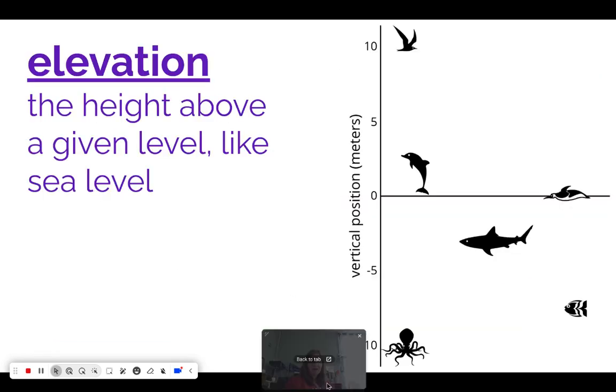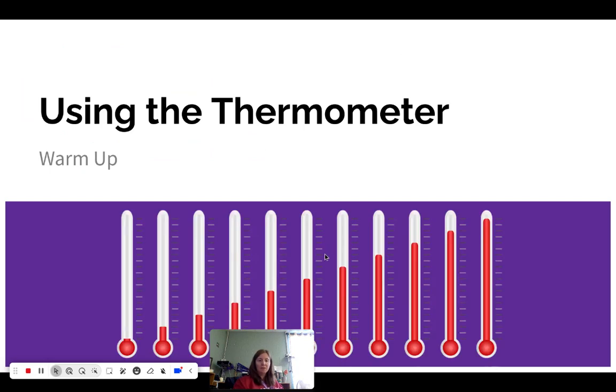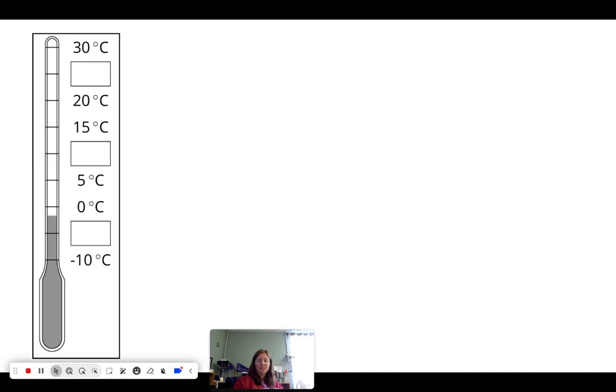So the first thing we have is the word elevation. Elevation is the height of a given level, like sea level. So right here, this line is sea level. Anything above that is positive. Anything below that is negative. So we're going to be using a thermometer. You'll need your red notebook for this.